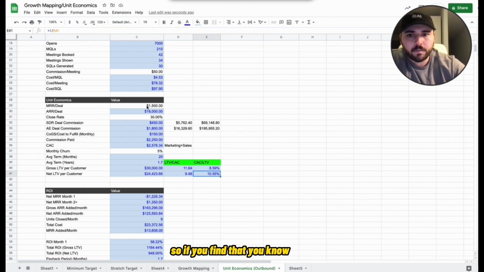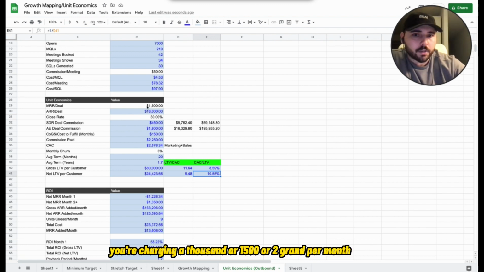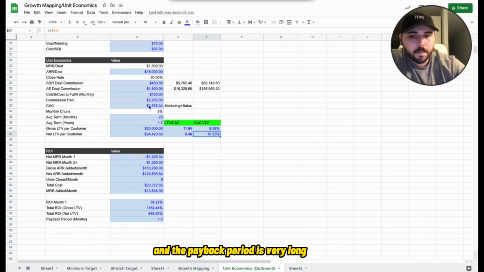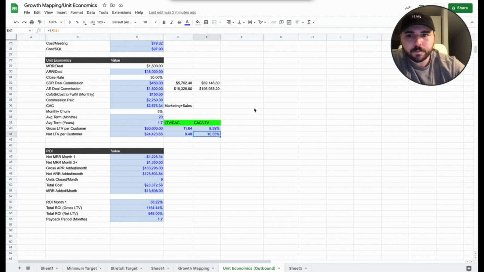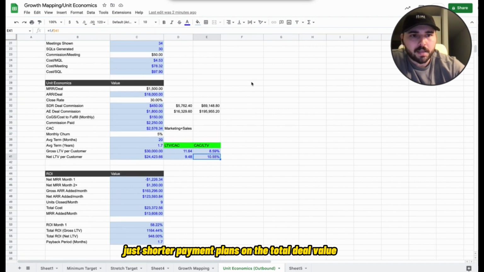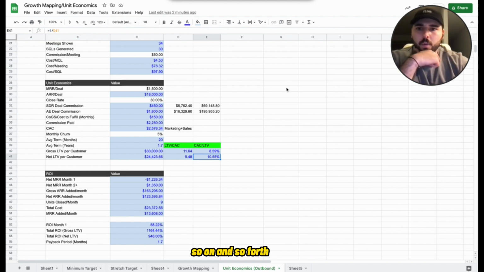So if you find that you're charging $1,000 or $1,500 or $2,000 per month, and the payback period is very long, let's say it's 6 months plus, then you want to figure out ways to either increase your monthly MRR, or collect more cash up front, maybe charge shorter payment plans on the total deal value, charge up front, offer discounts for getting more cash up front, and so on and so forth.